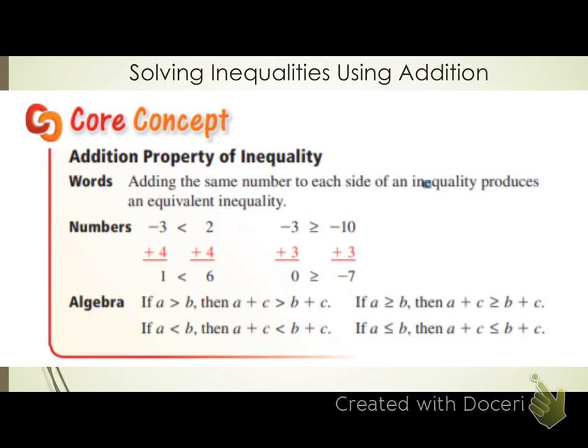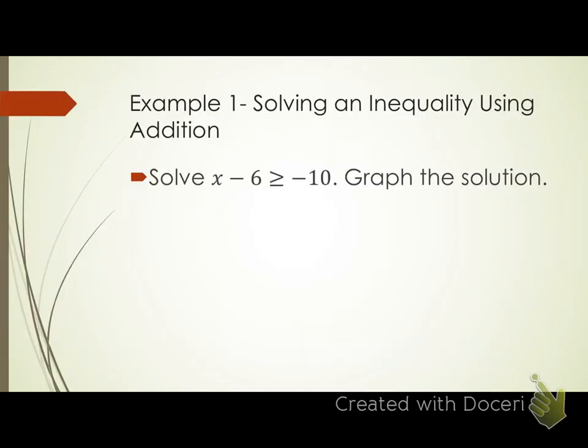Is 1 still less than 6? Is that still true? Yes. So, that's always going to be the case. Negative 3 is greater than or equal to negative 10. That is true. Adding 3 to both sides, we get 0 is greater than or equal to negative 7. That is still true. So, if I add the same number to both sides of an inequality, it's still going to produce a true inequality. Any questions on how we're solving inequalities today? Let's jump into some examples here.